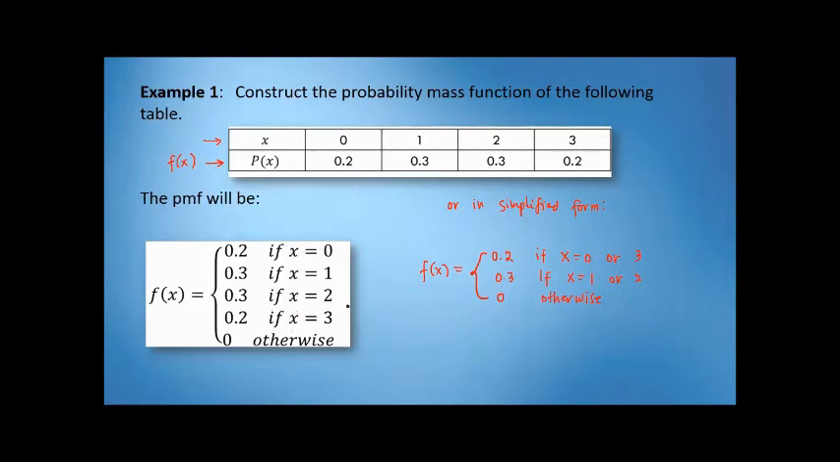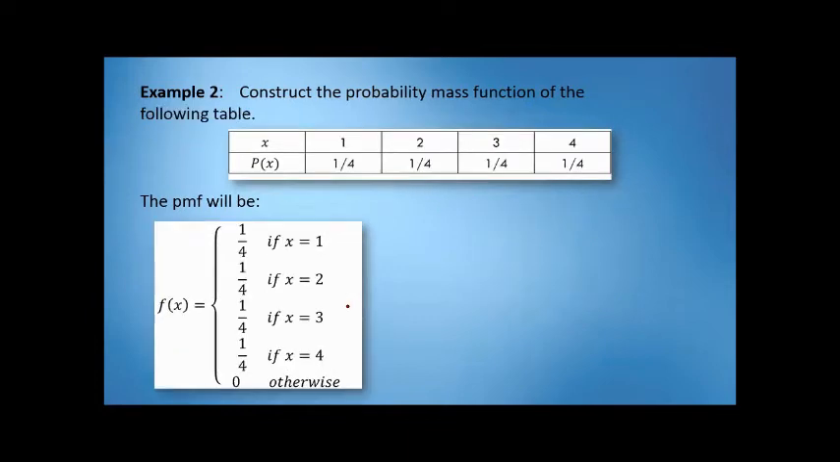So that is how we construct probability mass function through piecewise form, tapos pwede rin natin siya i-simplify. The next example is itong table na to. So construct the PMF of this table. So first row, we have the values 1, 2, 3, 4. Then the second row is the probability. So lahat sila ay 1/4. Then pwede natin siyang sabihin f of x dahil we're talking about probability mass function. So paano natin siya isusulat into PMF?